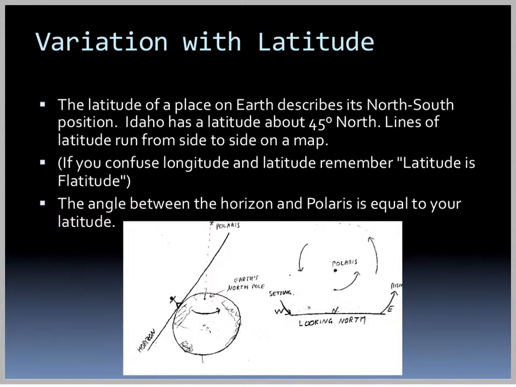So first, variation with latitude. Latitude of a place on Earth describes its north-south position. Idaho has a latitude of about 45 degrees north. Lines of latitude run from side to side on a map. The angle between the horizon and Polaris, or the North Star, is equal to your latitude. So, if I look out at the horizon and measure the angle up to Polaris, that is going to be my latitude.